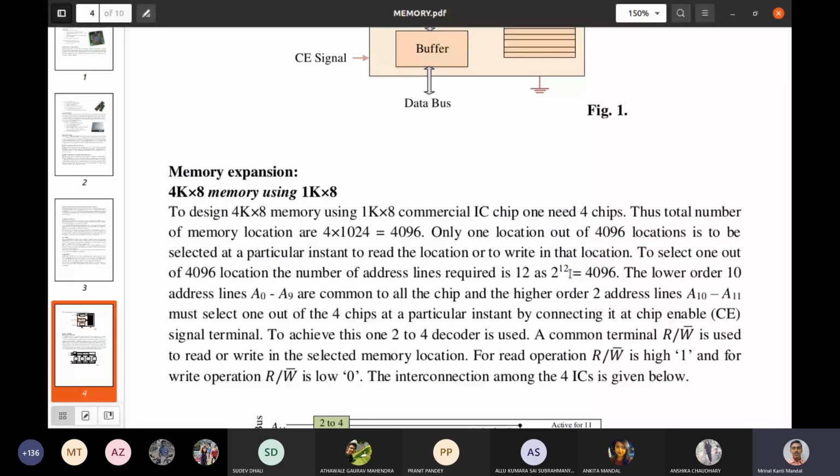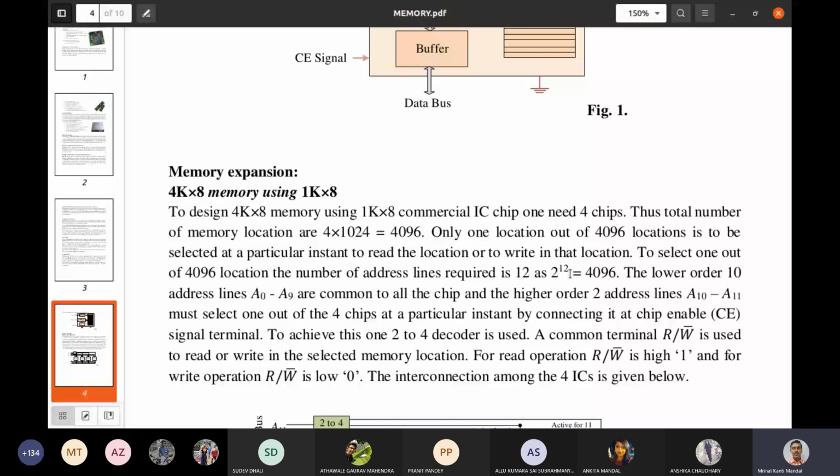At a particular instant of time, these 2 address lines in the decoder will activate a particular output out of its 4 outputs. So whichever output is active, that particular chip will be responsible for reading or writing the information.